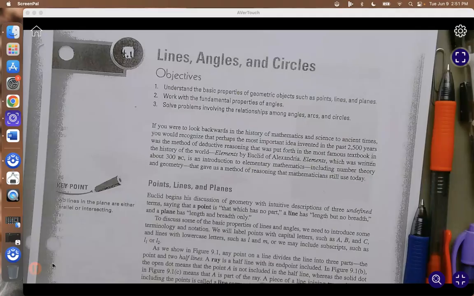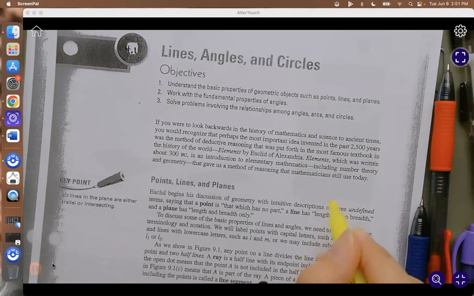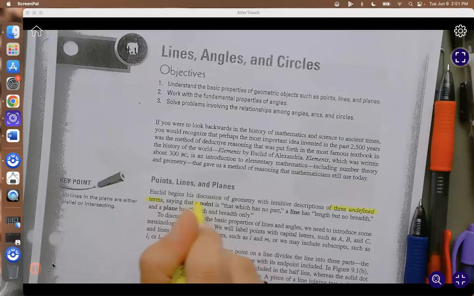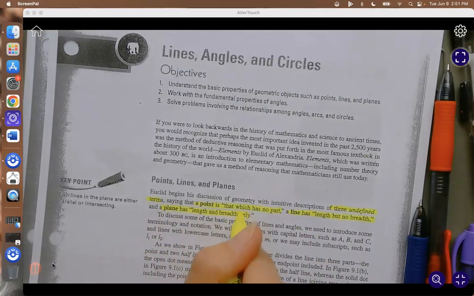So 3 undefined terms, Euclidean geometry. Euclidean geometry starts with 3 undefined terms, which is point, line, and plane. The reason they're called undefined is because we can't actually draw them. Yes, you go point, that's the dot. We represent it with a point, but it's not actually just one point. So the 3 undefined terms: point, that which has no part; a line that has length but no breadth; and a plane that has length and breadth only.